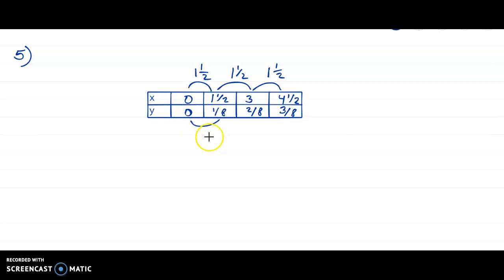Down here, I went from 0 to 1/8, so I increased 1/8. 1/8 to 2/8, I again increased by 1/8, and 2/8 to 3/8 is another increase of 1/8. So the top increased equally by 1 and 1/2 each time, and the bottom increased equally by 1/8 each time. So this is proportional.